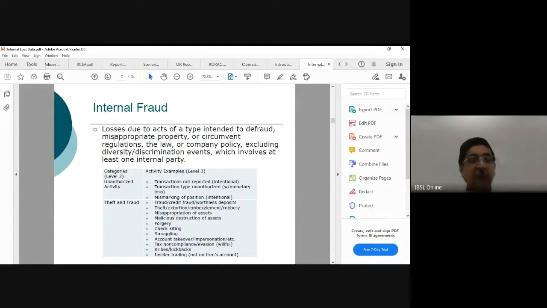Then even theft and fraud also come under the level 2 category. And fraud, theft, misappropriation, malicious destruction, forgery, check kiting, smuggling, and all those things come under theft and fraud. So these specific things will come under level 3 activities.